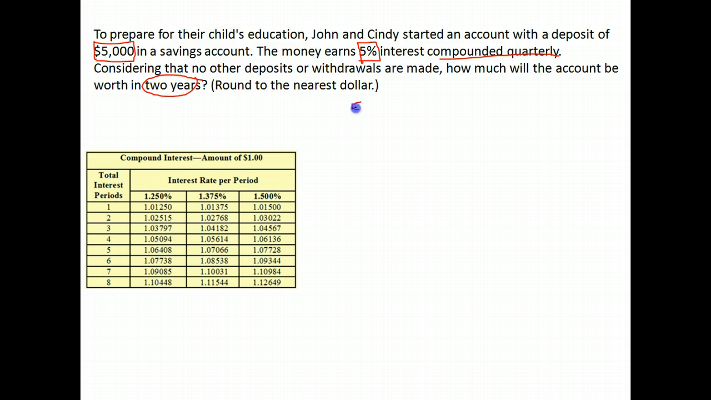We start the same way. You take your interest rate and divide it by the number of times it's compounded. Again, it's compounded quarterly, which is 4 times a year, 4 quarters in a dollar. There are 4 times we're compounding. Again, that gives us the interest rate of 1.25%. So we know that over here on the table, this is the column we'll be looking in for our number.